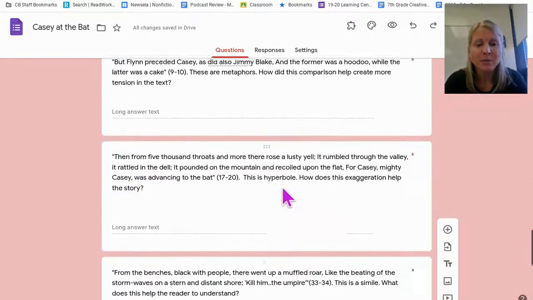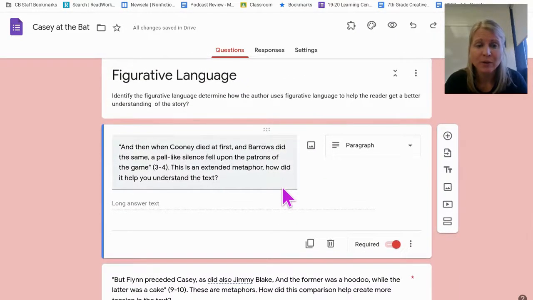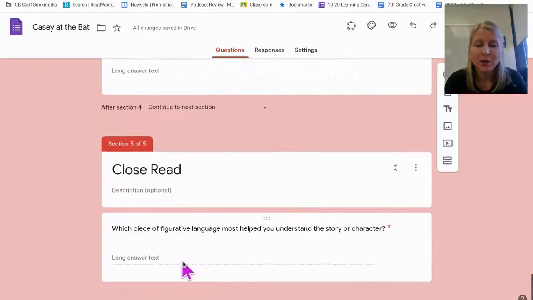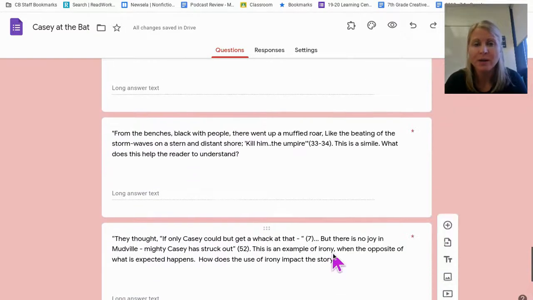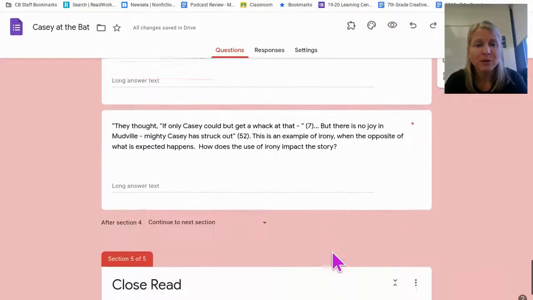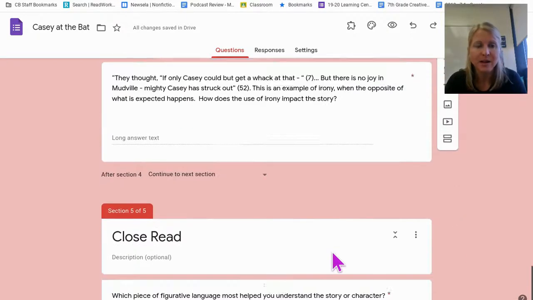But I want you to be considerate of how an author would use figurative language and why, and how that helps you get a better understanding and the impact of the story. The last section is where you're going to pick which piece of figurative language most helped you understand the story or a character. You can pick the quote, tell me what type of figurative language, and then explain to me how that helped you. And that will be the last thing with Casey at the Bat today.